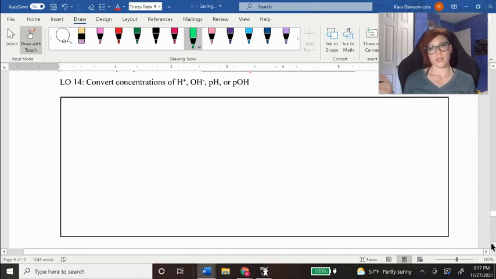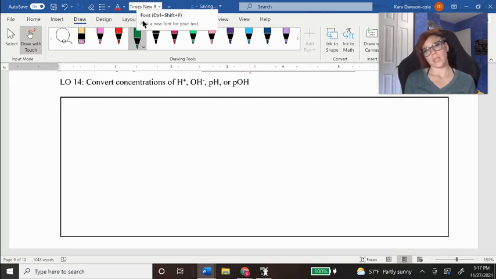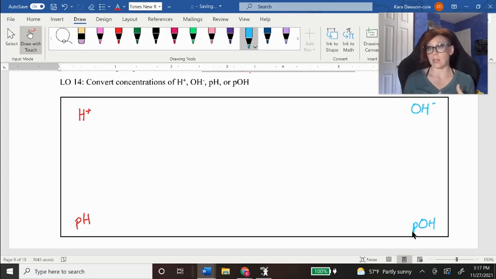Learning objective 14 is to convert between concentrations of H plus and OH minus, going through pH and pOH. Okay, so I love this. We have H plus in one corner, we have pH down below it, you have OH minus and pOH. We don't hear much about pOH, but it is another scale that we can base alkalinity on.